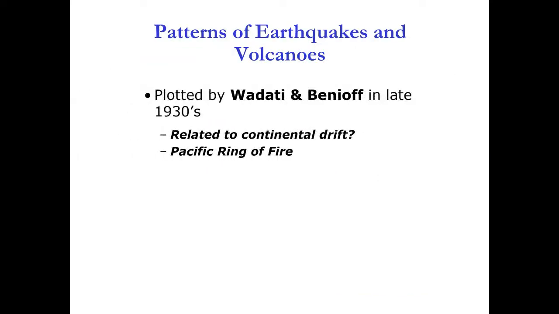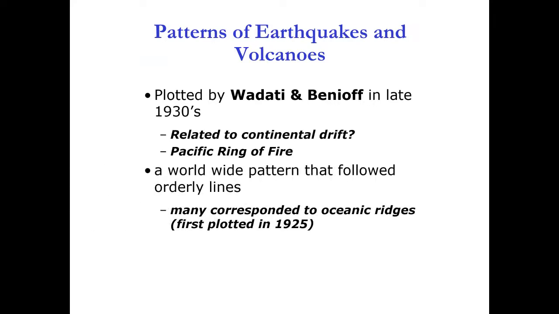The next proof is the pattern of earthquakes and volcanoes. They were found by Wadati-Benioff. So sometimes you'll hear earthquake boundaries, also called subduction zones, also called Wadati-Benioff lines. And we believe that this relates to the idea of continental drift because it was the explanation of why it looked like things were shifting. So the area where this is most prominent is in the Pacific Ring of Fire.